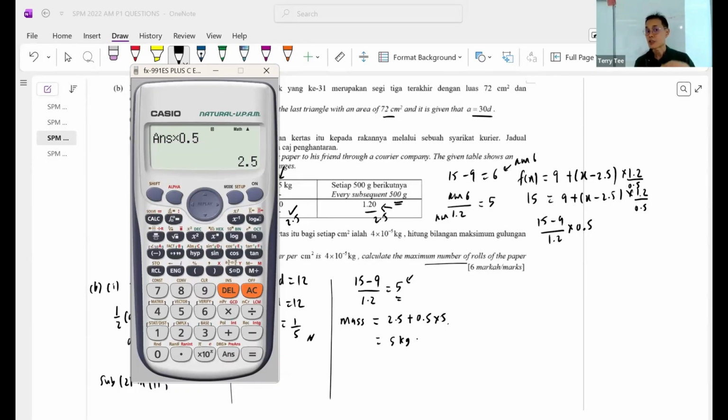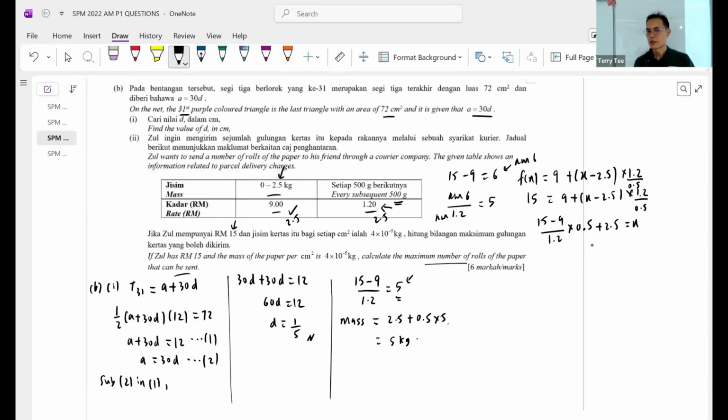So that means you can send another 2.5 kg. You plus with another 2.5 kg, you get your x. What's your x? Your x is 5 kg. Yeah, x is your weight. Fx is the price. Okay, so if you find this very confusing, just use the first method. Okay, so the maximum mass that you can send is 5 kg, right?